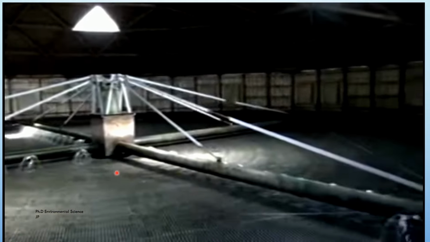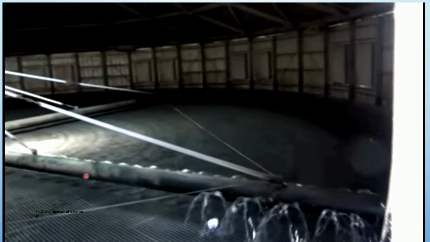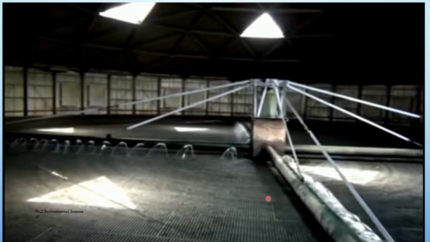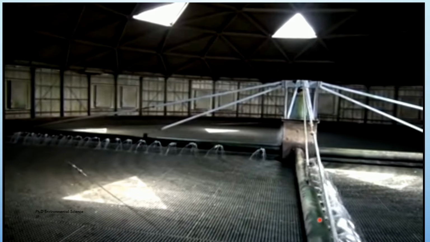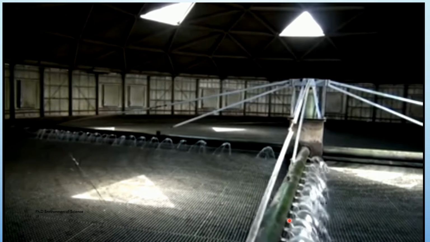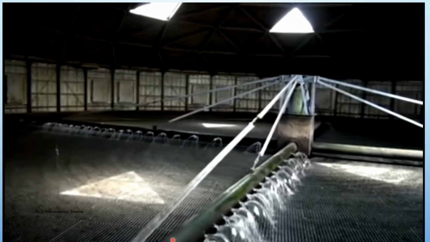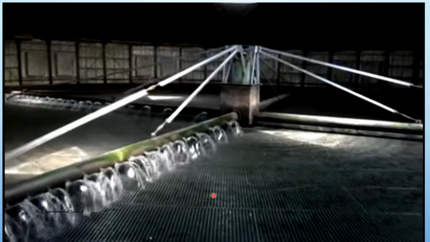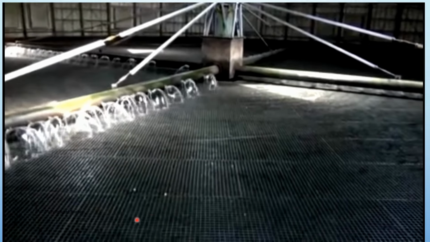So this is the image of a trickling filter. Now you can see the rotating distribution arm which sprays wastewater evenly over the surface of the bed of rocks. You can see this is the rotating arm. This ensures that wastewater is uniformly distributed across the filter bed.